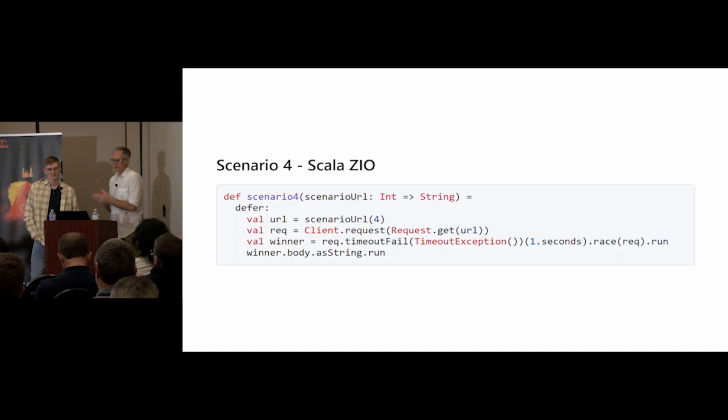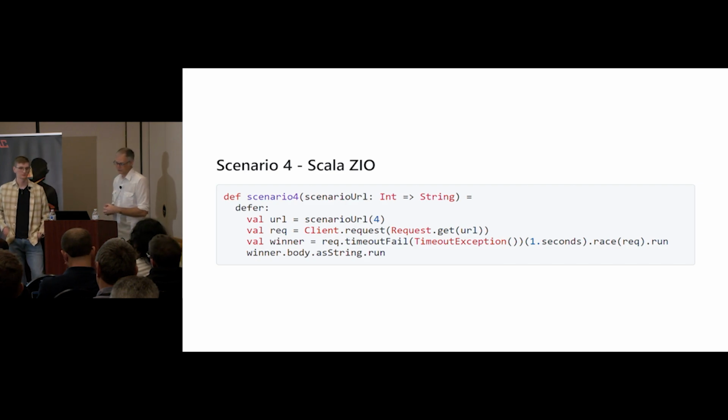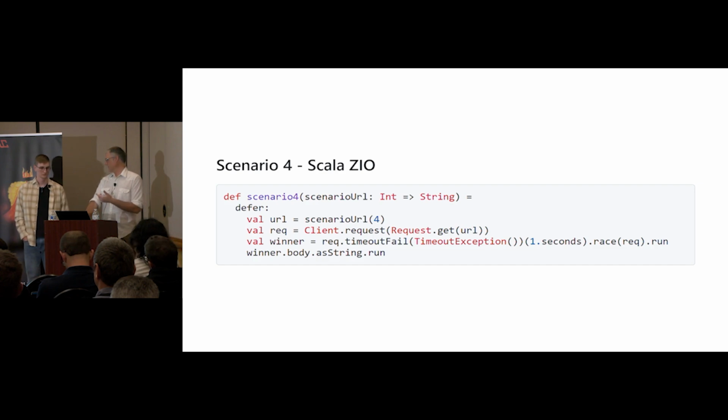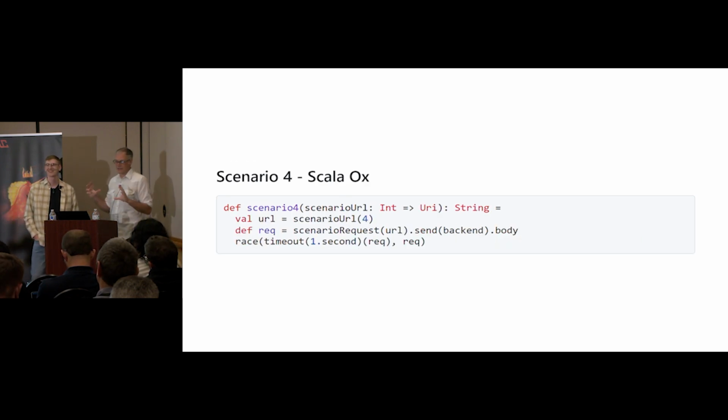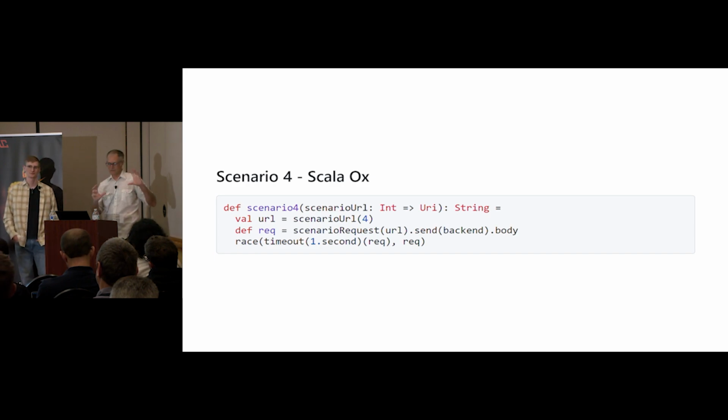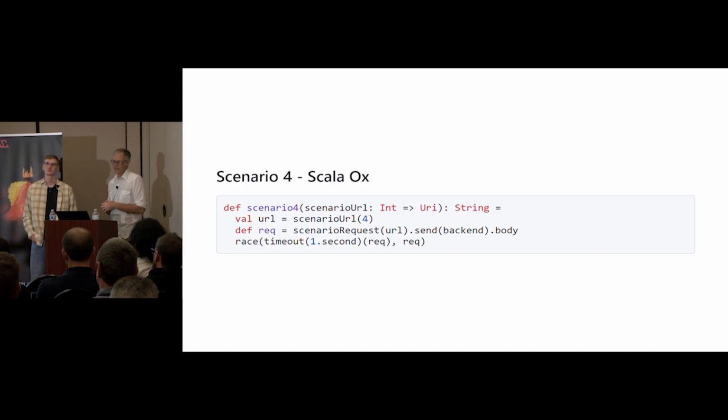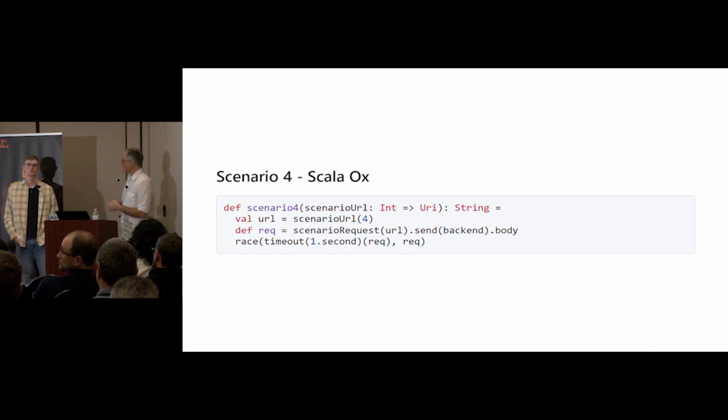Okay, so in Zio, this is great. We can take our first request and add a timeout fail onto it that produces a timeout exception of 1 second, and then race that against our request without the timeout, and it just works. Super straightforward, easy, all non-blocking, all that kind of good stuff. Anything to add? Nope. Okay. And then with Ox, we get the timeout function that we can say, all right, add a 1-second timeout around this function, and then race those two. So pretty similar. The thread.sleep underneath the covers here.